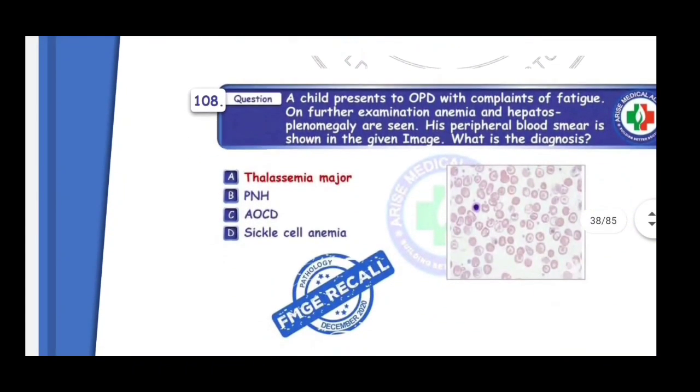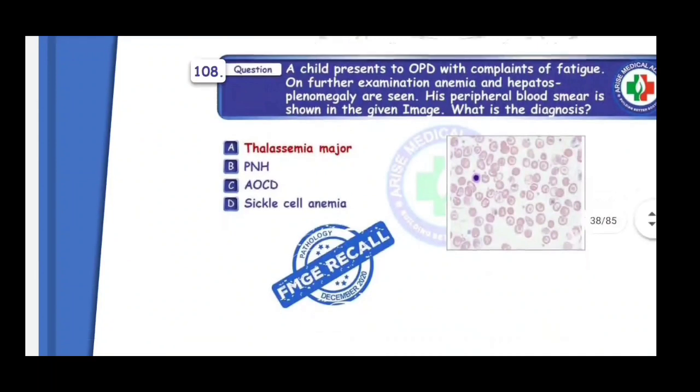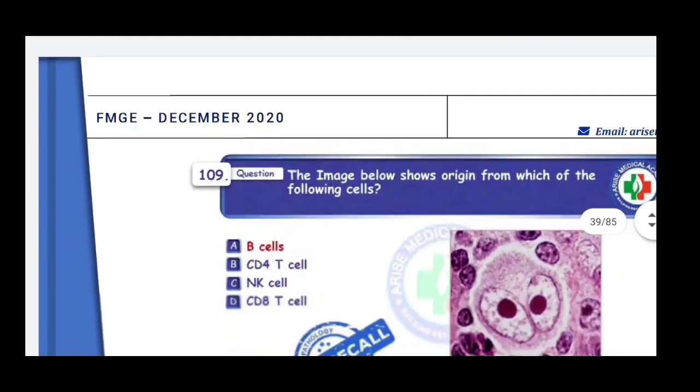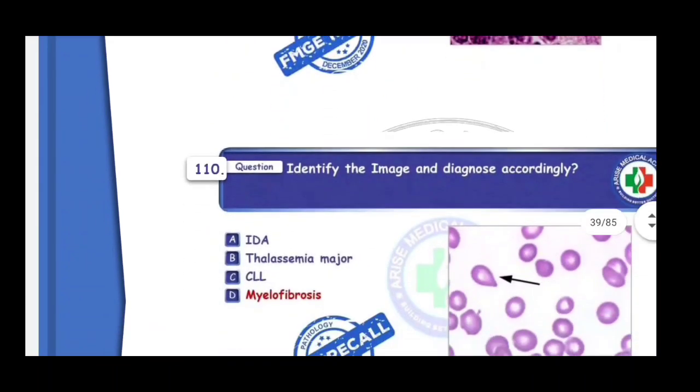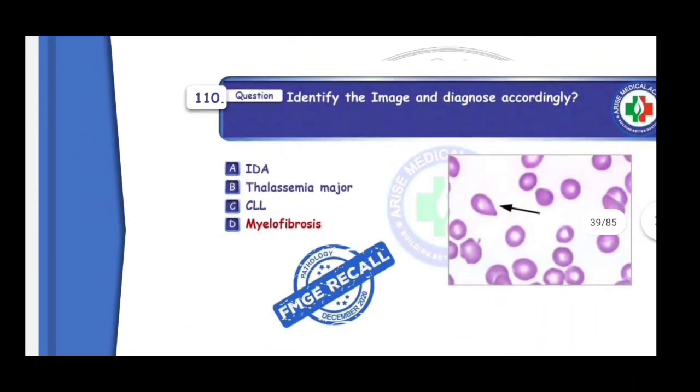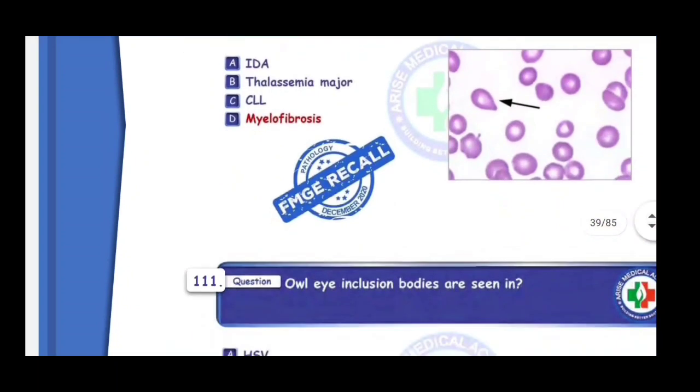A child presents to OPD with complaint of fatigue. On further examination, anemia and hepatosplenomegaly are seen. His peripheral blood smear is shown in the given image. What is the diagnosis? Thalassemia major. Next one, the image below shows origin from which of the following cells? This is the beta cell. Next one, identify the image and diagnose accordingly. This is myelofibrosis.